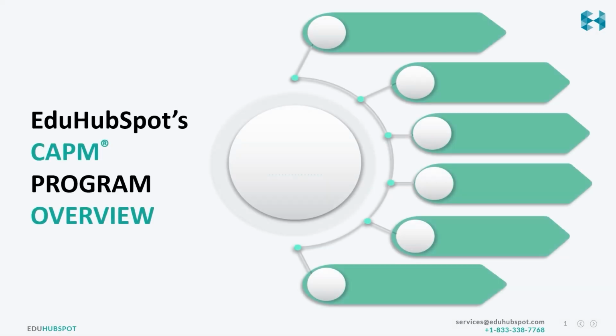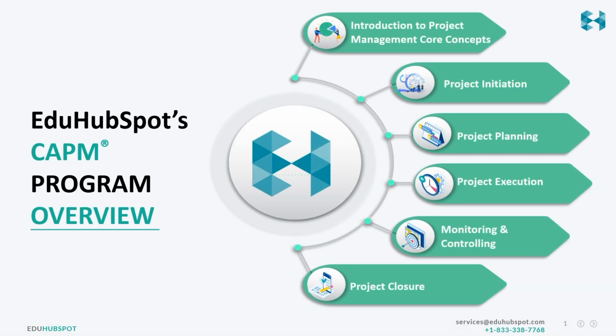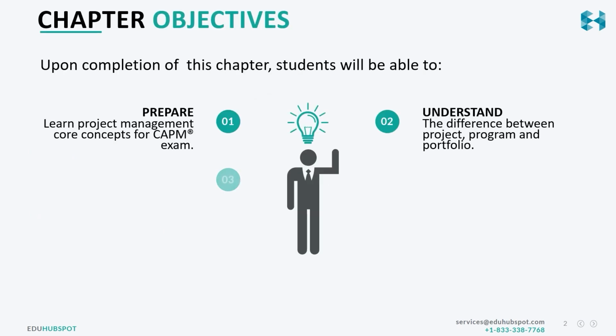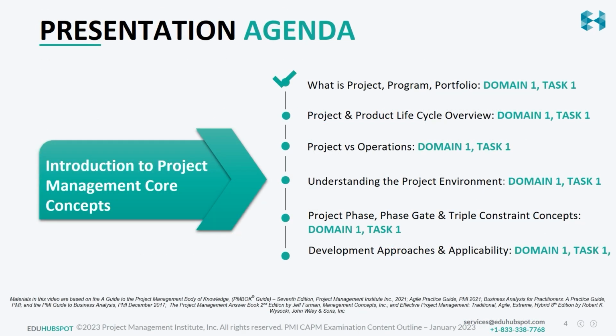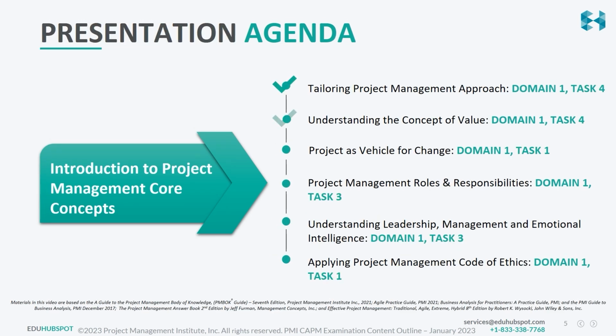So let's get started. I will be starting with the introduction to project management core concepts and some of the objectives, which of course are going to help you for the CAPM exam. I will tell you the difference between project, program and portfolio. You will also understand the different types of life cycles in this complete chapter, like the predictive, like the agile. We will also talk about the different types of roles in the project management industry. We'll understand the difference between leadership and management. And finally, we will end this chapter with the PMI code of ethics and professional conduct.